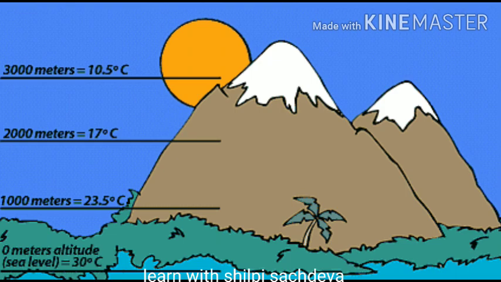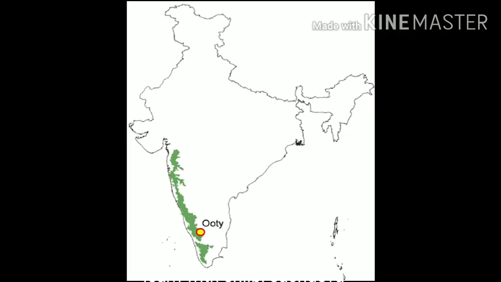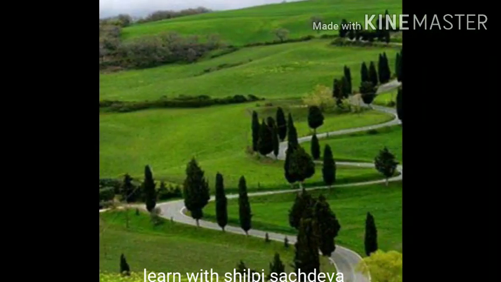As we go higher above sea level, there is a decrease in temperature of about 1 degree Celsius for every 165 meters. So, as we move from the surface of the earth to higher altitude, the temperature decreases. Thus, altitude influences the climate of a place. The best example of high altitude is Ooty, as it lies in the torrid zone, but it is at a high altitude, thus it is cooler than the plains.